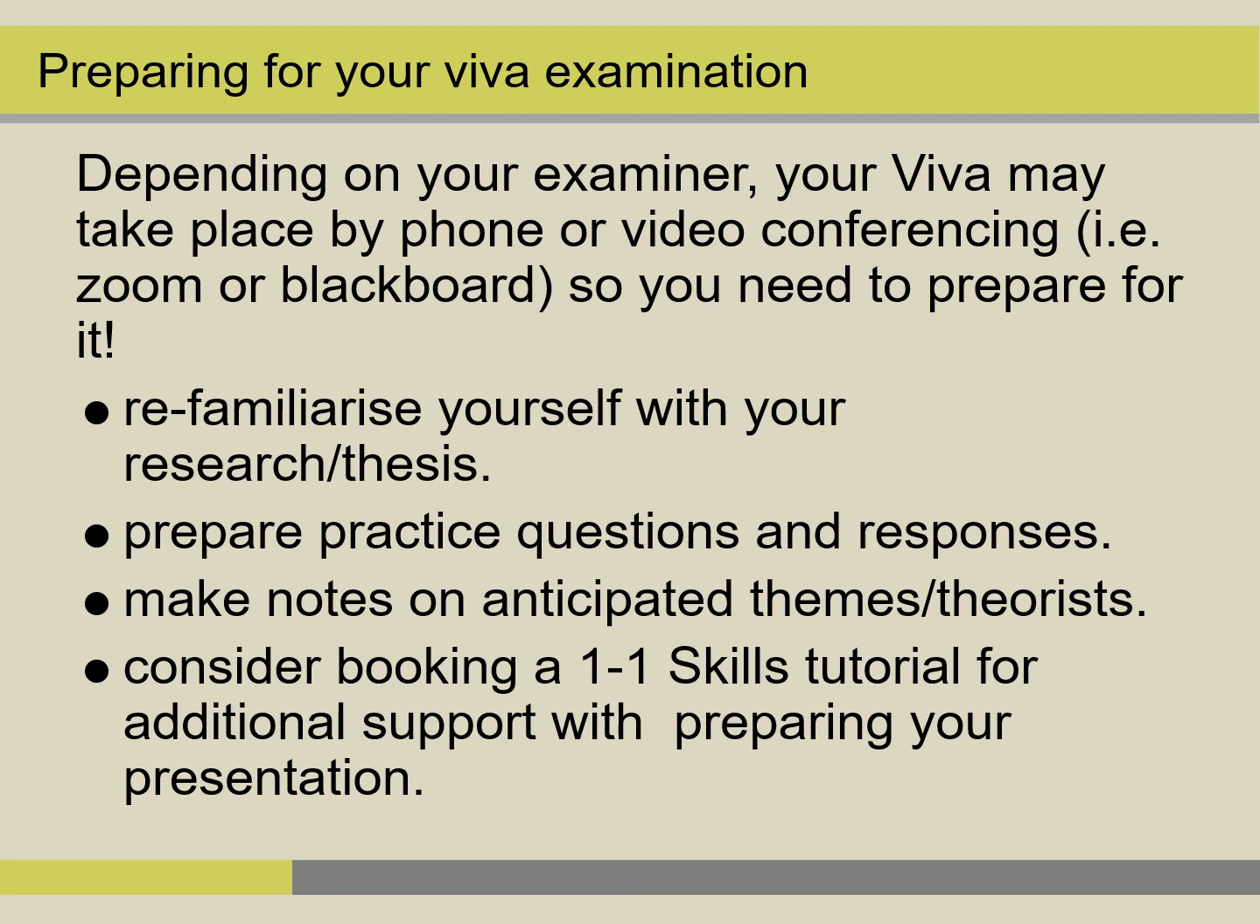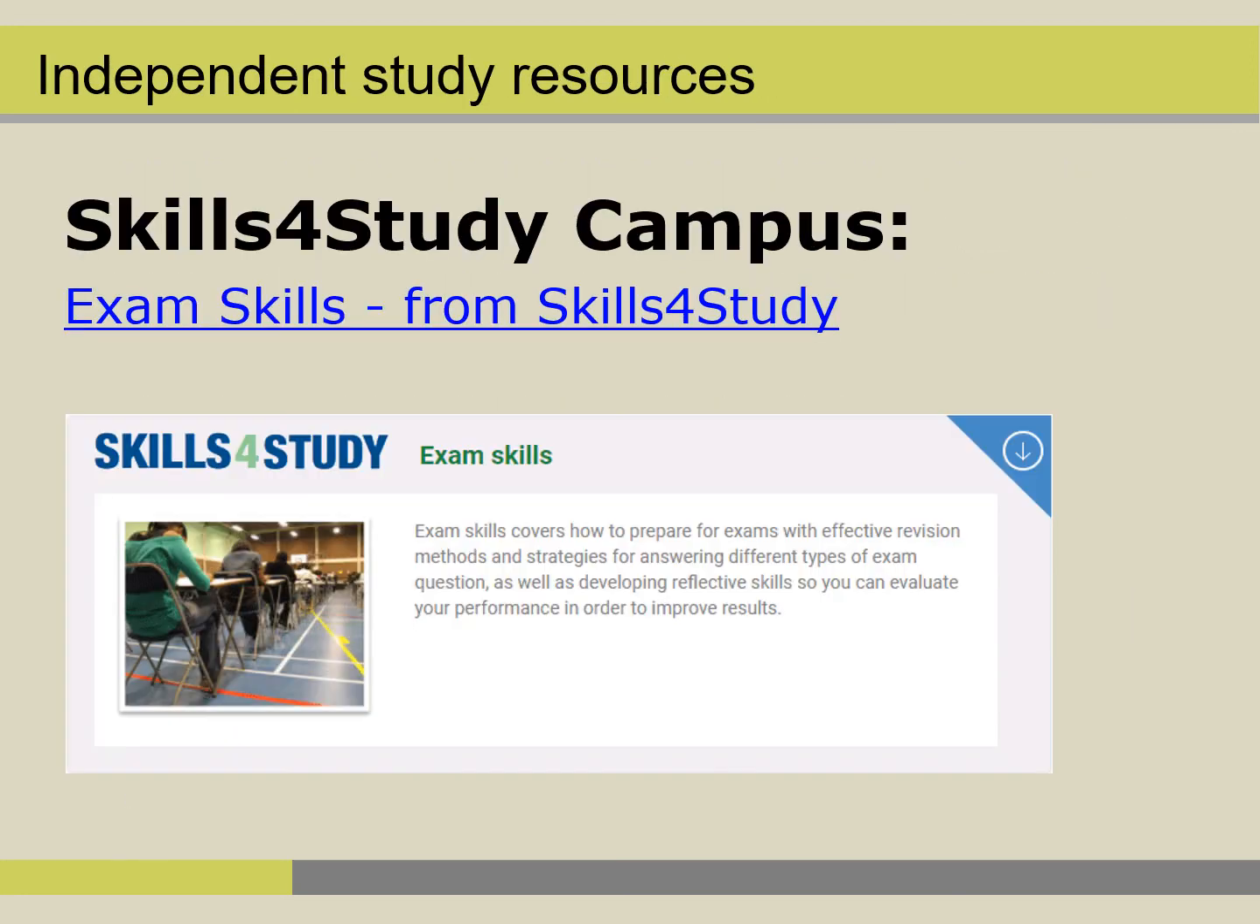If you want help to prepare for this, you can book a one-to-one skills tutorial with an academic skills advisor. These are bookable through UniHub, so we are there to support you if you have an online viva to prepare for. Skills for Study Campus has some useful information on exam skills. This is something that you can look up through the Library Gateway website.